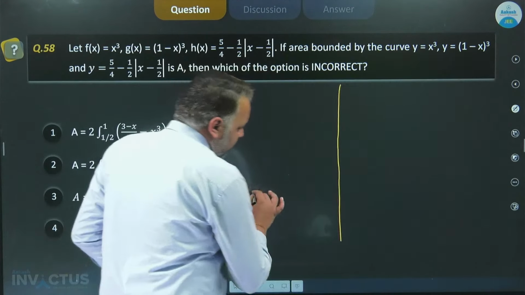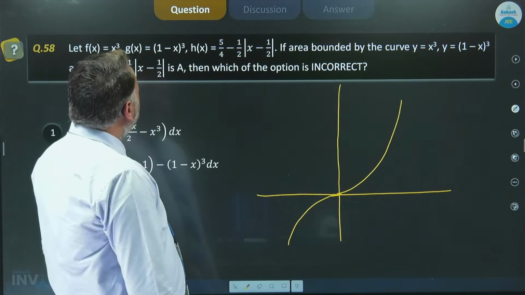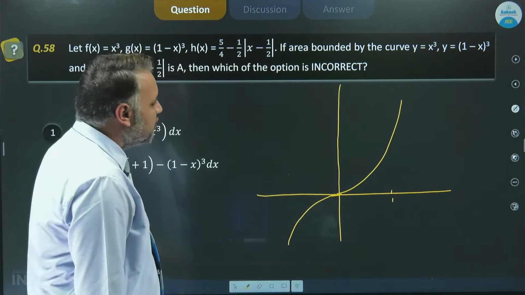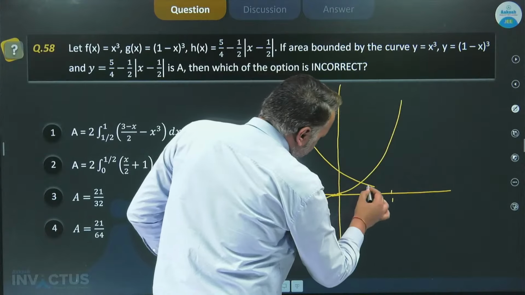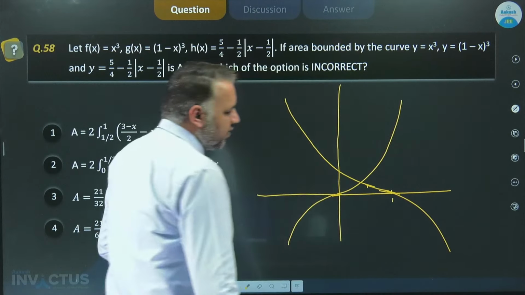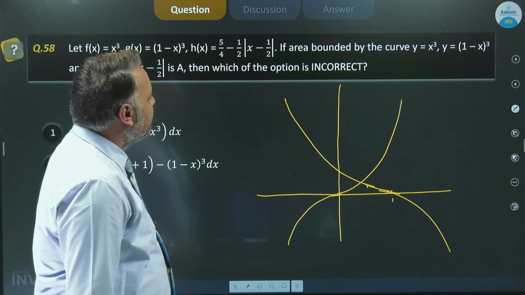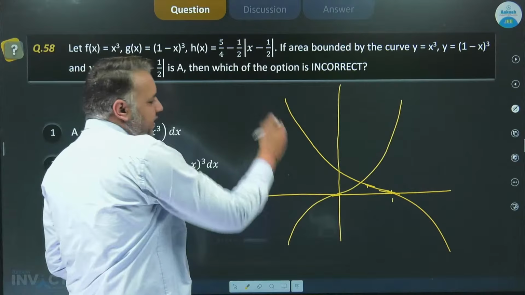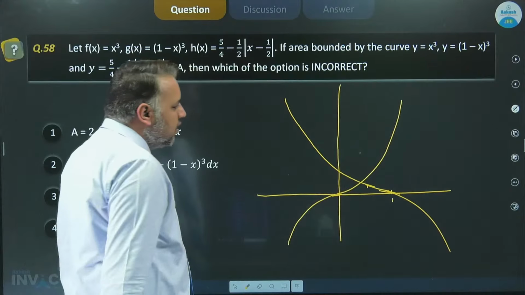If we plot y is equal to x cube, this will be something like this. Y is equal to x cube. And then 1 minus x whole cube. So the root will be x is equal to 1. There will be 3 repeated roots. So the graph will be something like this. Okay. And the graph of hx, 5 by 4 minus half mod of x minus half, is symmetric about x is equal to half. At x is equal to half, the value is 5/4, greater than the values of these cubics.